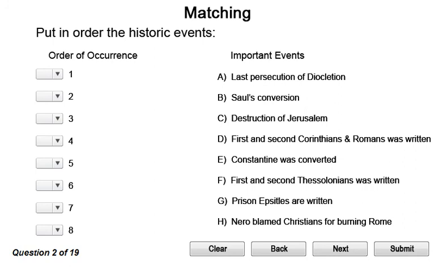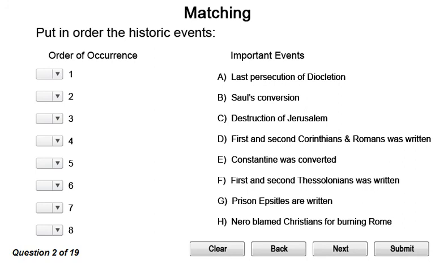Number one, we have the last persecution of Diocletian. That was in 303 AD. We have Saul's conversion. That will be number one. We have the destruction of Jerusalem. That was in 70 AD. We have 1st, 2nd Corinthians, Romans was written. That would be during his missionary journeys.